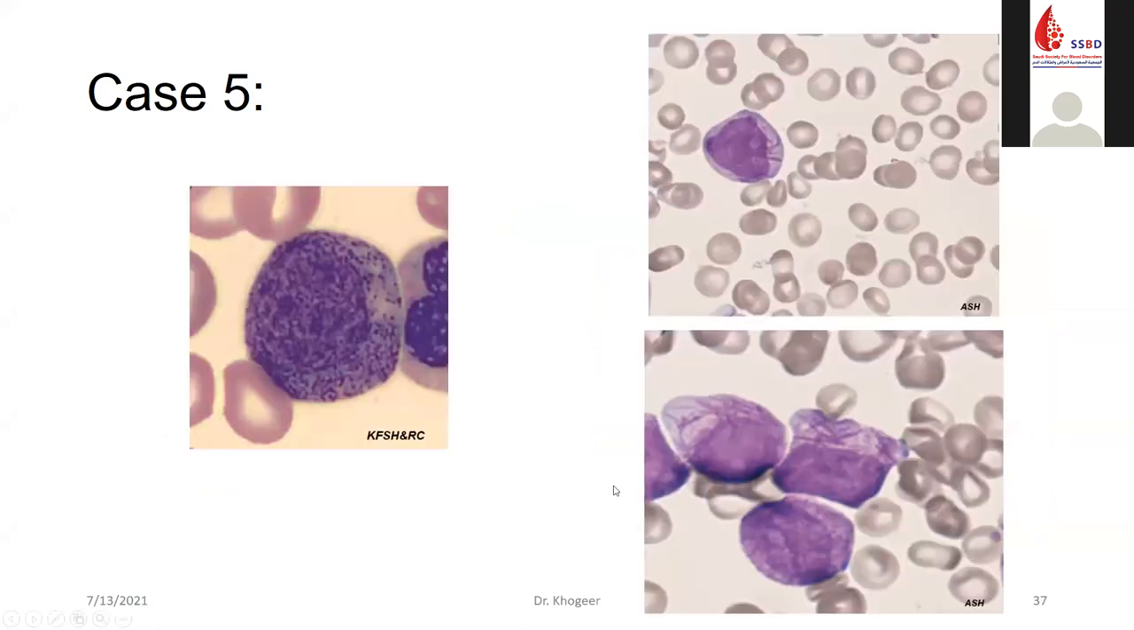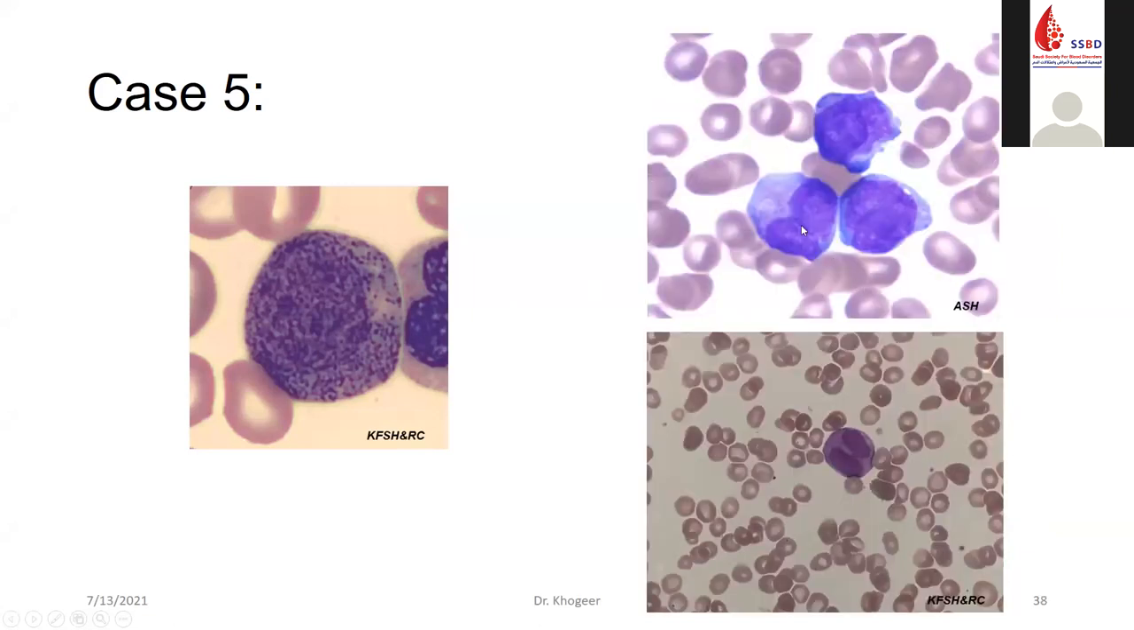We want to compare these cells with the normal promyelocytes. Promyelocytes are round to oval cells that are generally slightly larger than the myeloblast. But the abnormal promyelocyte differs from the normal promyelocyte in several aspects. The abnormal promyelocyte nucleus is usually folded or bilobed, like here. This is another picture of bilobed cells.